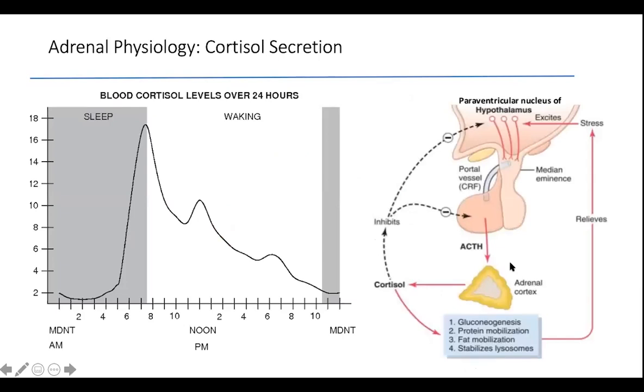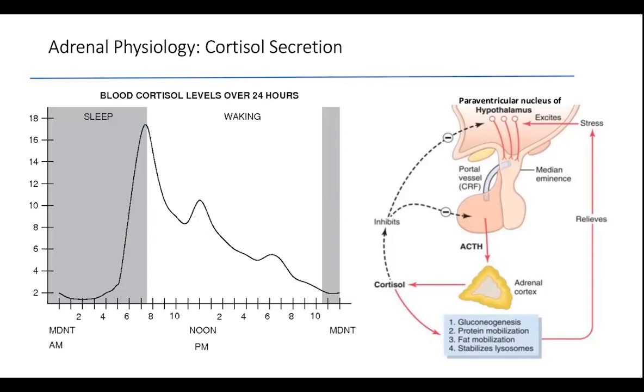In terms of cortisol secretion, the hypothalamus produces CRH, which stimulates the anterior pituitary to release ACTH, which acts on the adrenal cortex to produce cortisol. This subsequently has a negative feedback loop. Some of the things downstream that cortisol does, it's involved in gluconeogenesis, protein mobilization, fat mobilization, and the stabilization of lysosomes.